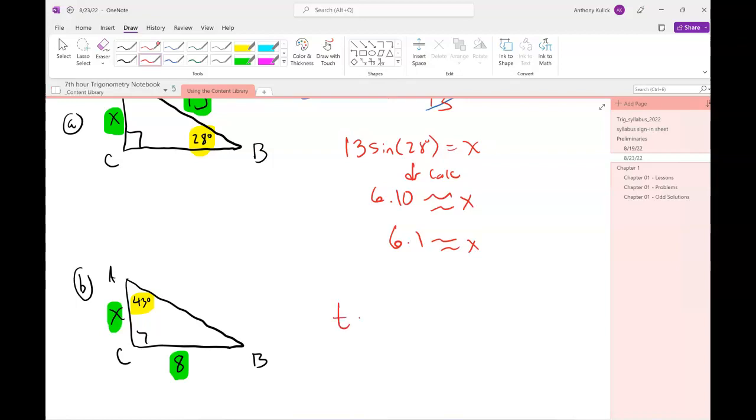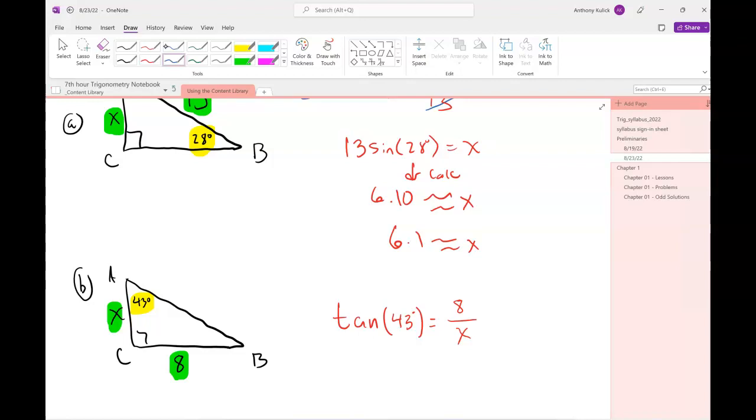Okay. So we'll start by writing tangent of 43 equals, and the opposite, which was that? 8, and the adjacent then was x. So the geometry part now over, it's algebra time.